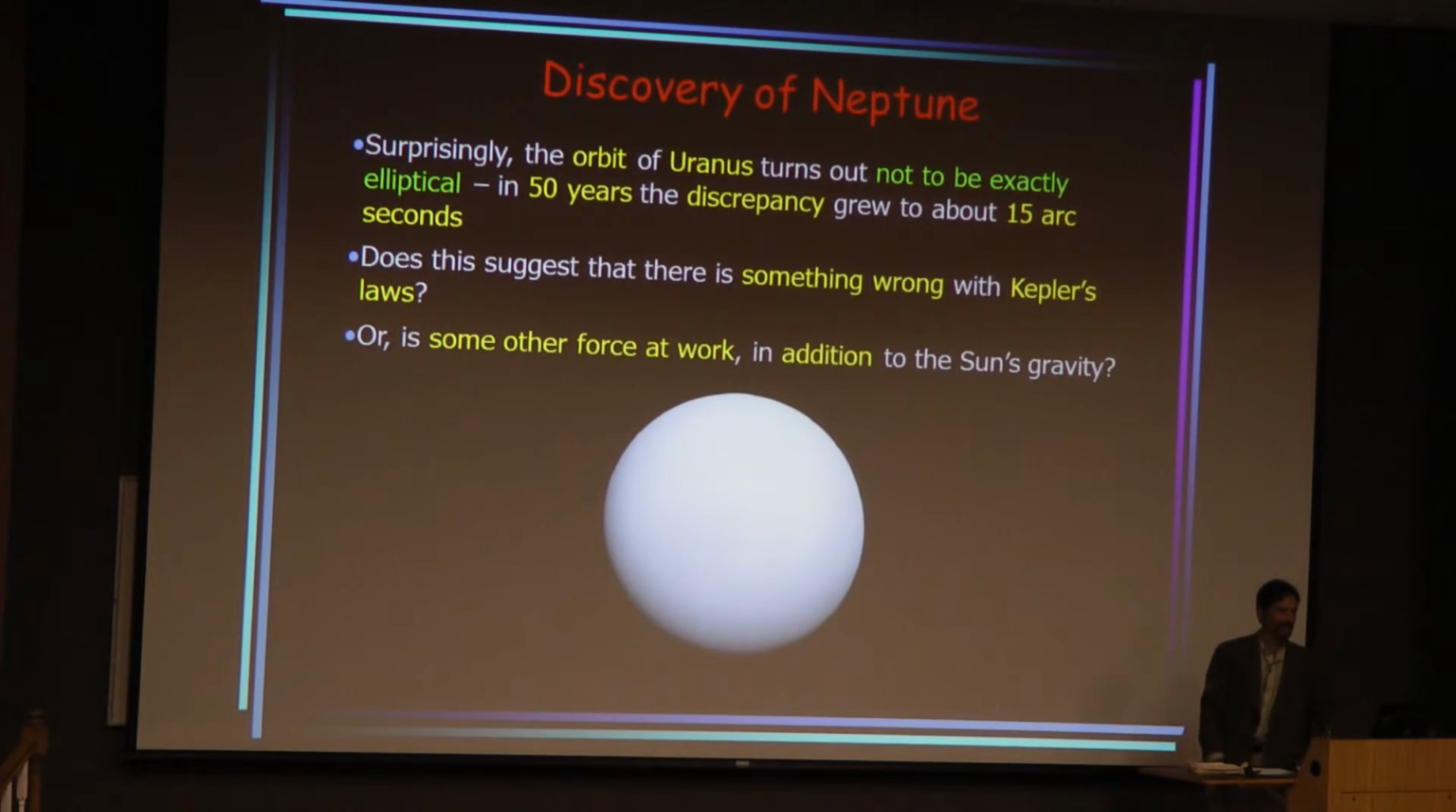Further analysis of the orbit of Uranus as it continued through its orbit turned out that over a period of 50 years, now mind you, 50 years is not even one orbit.